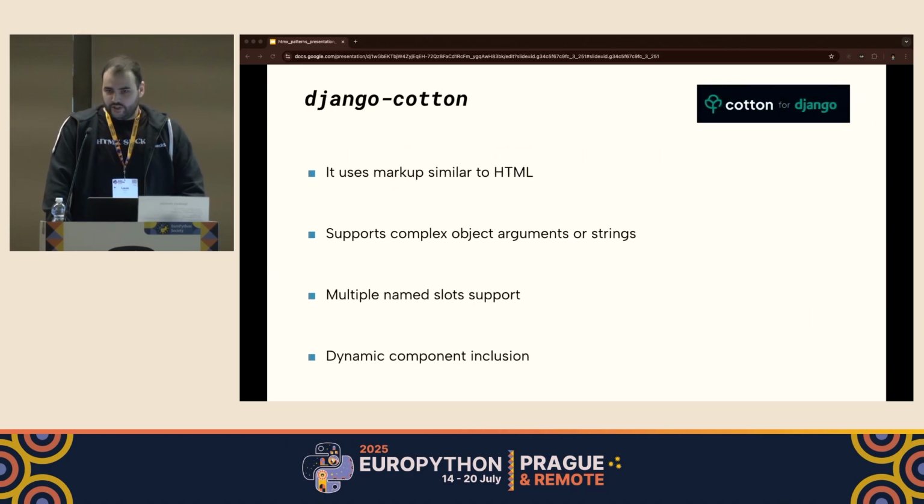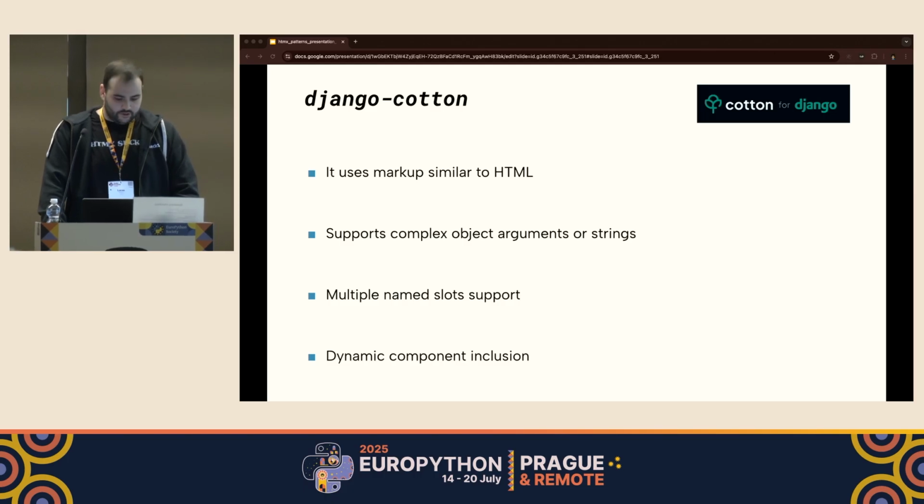But in my opinion, the best one right now is Django Cotton. It uses a markup similar to HTML, so it doesn't look weird inside your template. Allows you to use complex objects inside the components. You have support for multiple named slots, dynamic component inclusion, so if you need to evaluate something from the database to know which component to render, it also supports that feature.